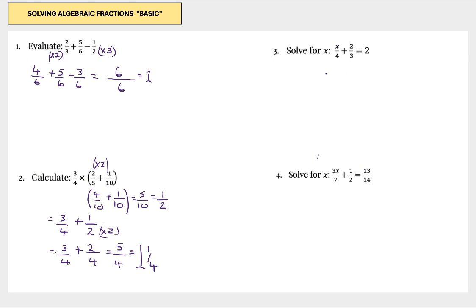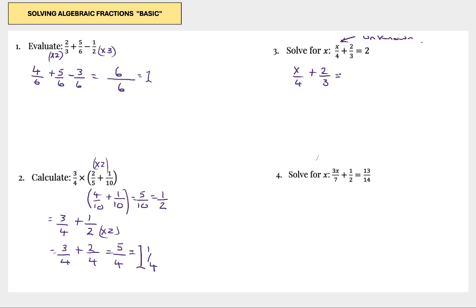These ones you'll probably find a little bit simpler because we've got to solve for x, which means we've got to find out what x is, which is our unknown. So let's do what we normally do. We need to get the same denominator. So I know that x over 4 plus 2 over 3.